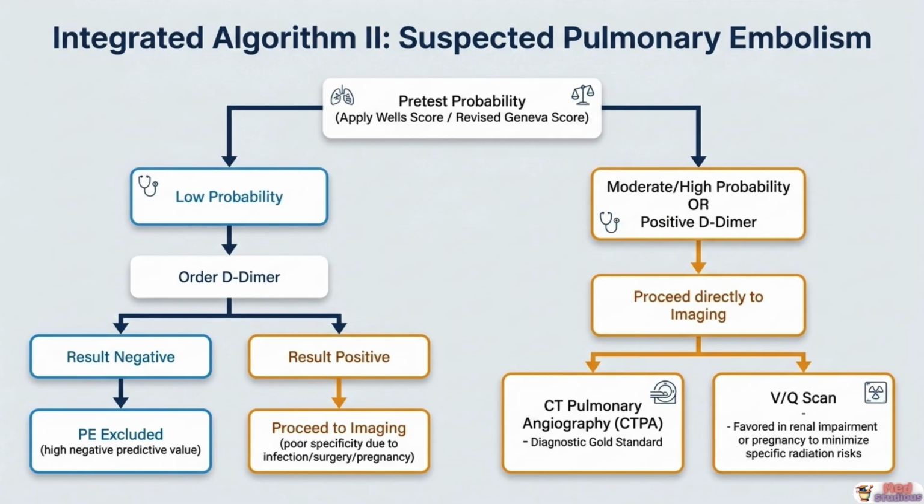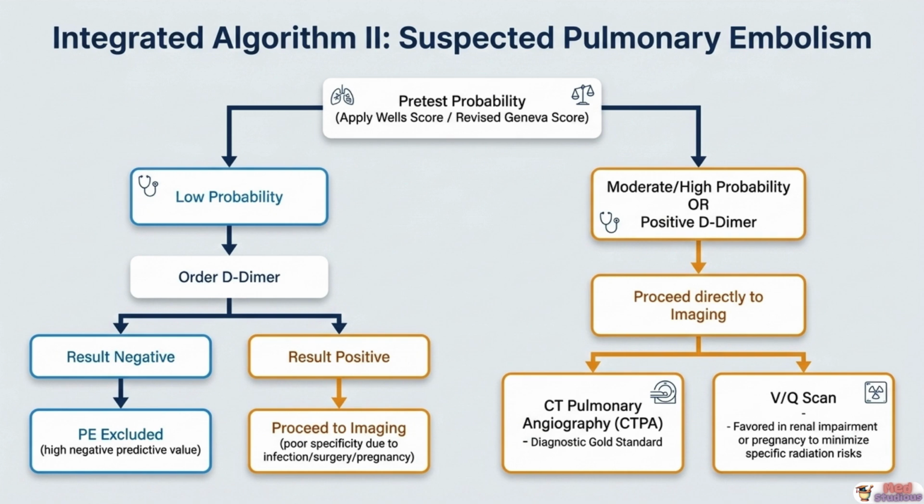Suspected pulmonary embolism follows one of the most rigorously validated diagnostic algorithms in all of clinical medicine, beginning with calculating pre-test probability using either the Wells score or the revised Geneva score. When pretest probability is low, a D-dimer test should be ordered next. A negative D-dimer result effectively excludes pulmonary embolism, owing to its excellent negative predictive value in this low-probability context.